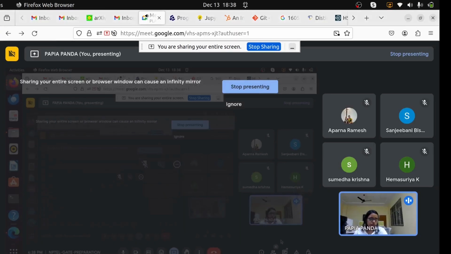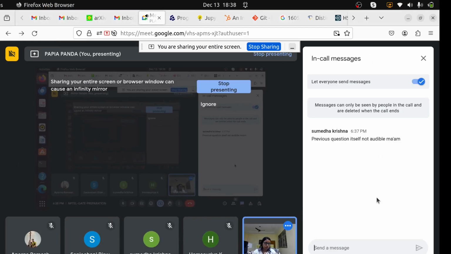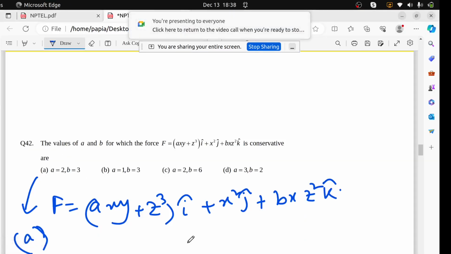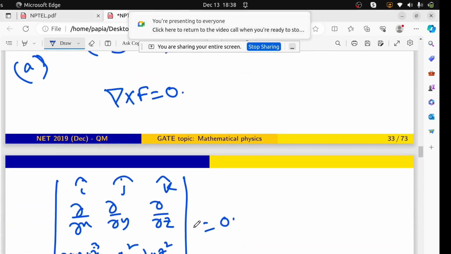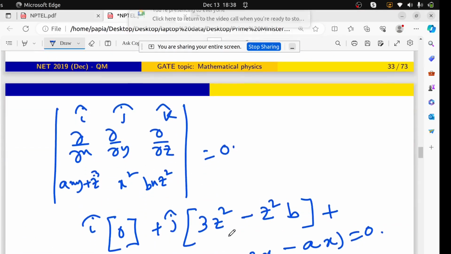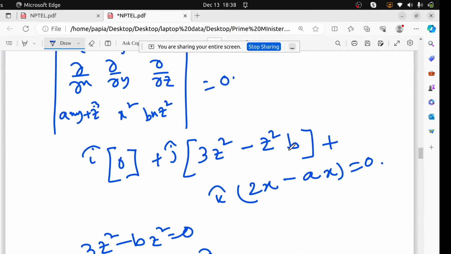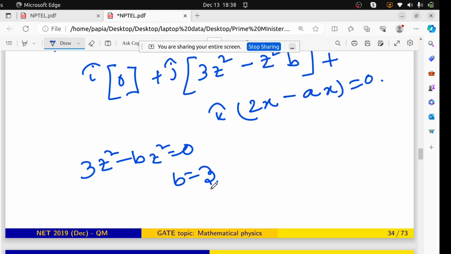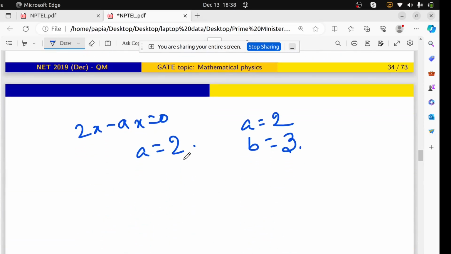What should I do again? Because it's a very simple one. So you can see that I have calculated this one also. See i, j, k, then this. Then you can see here 3z square minus z square b plus 2x minus ax equals 0, and then b will be 3, and from here a will be 2. So a will be 2, b will be 3.